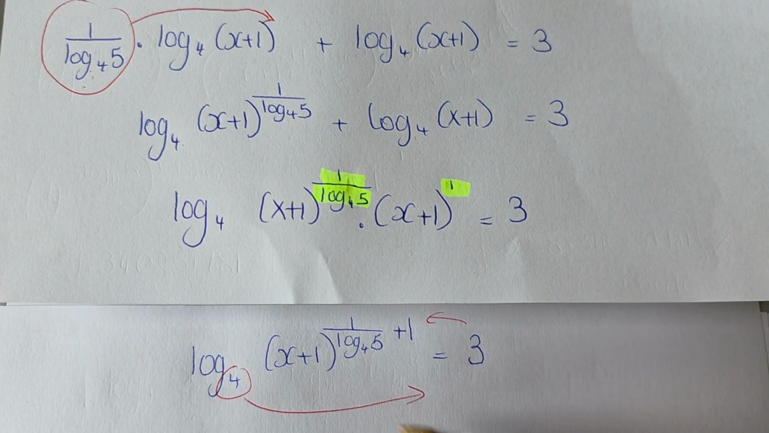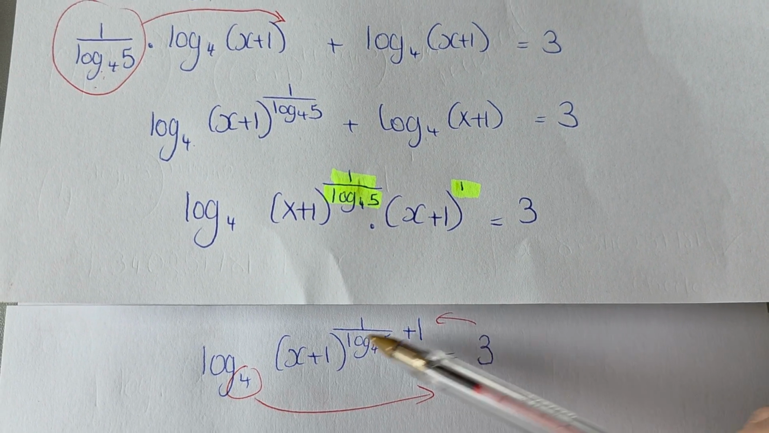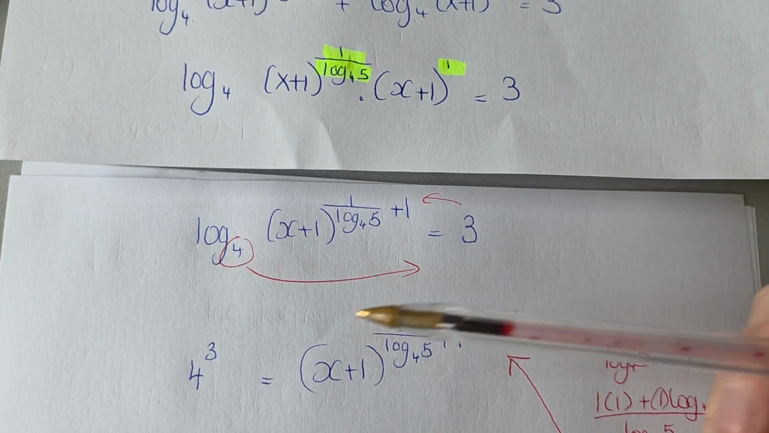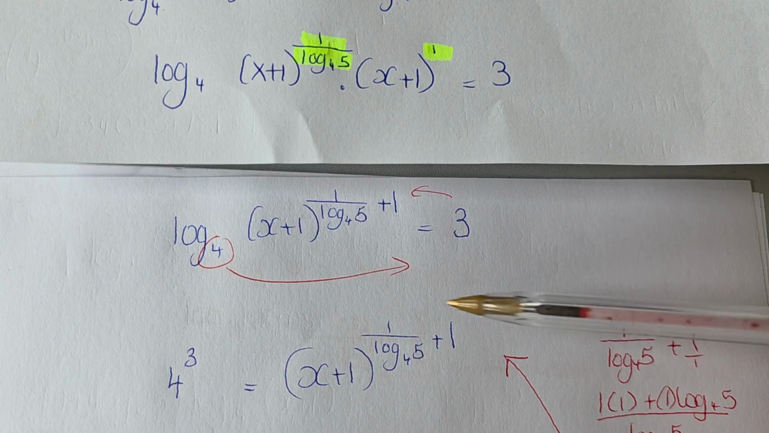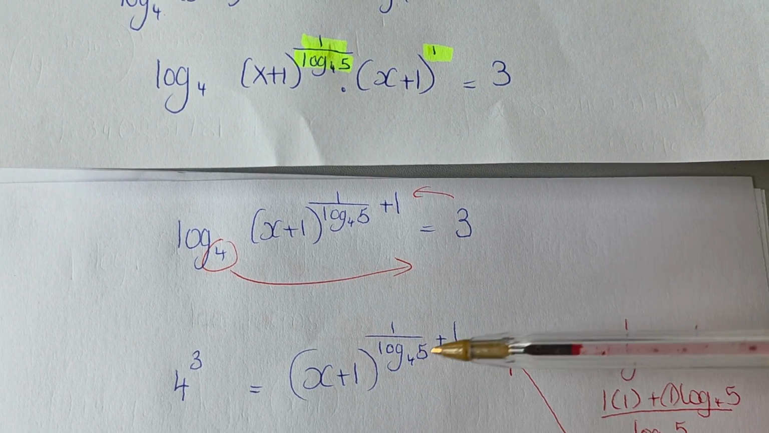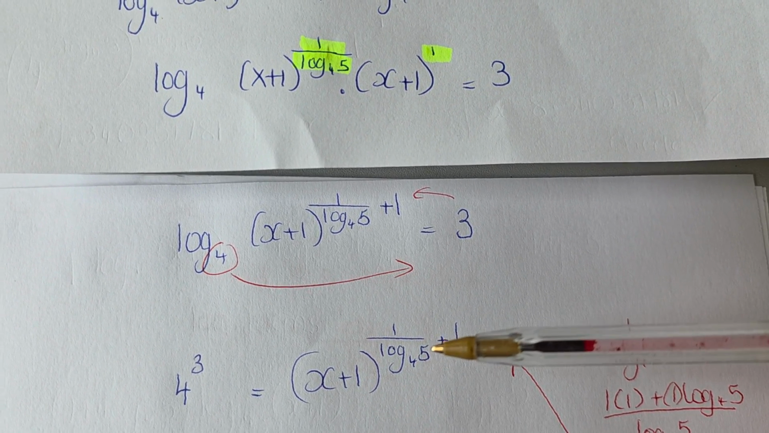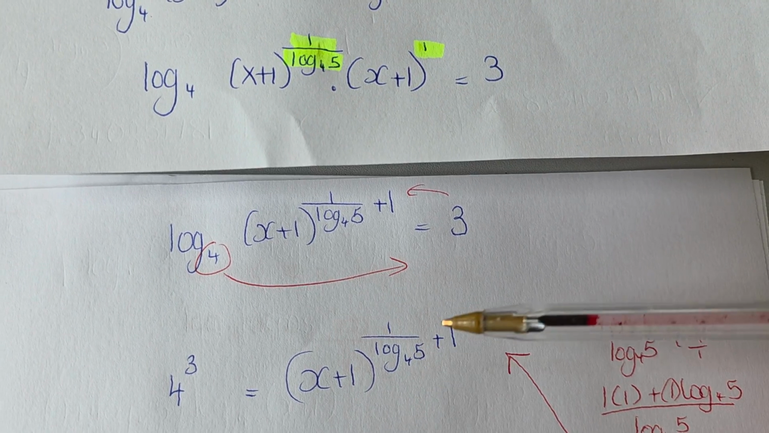Take it out of log format, so it'll be 4 to the power of 3 is equal to that expression. Okay, now I eventually want to get x on its own. X is inside the bracket and the bracket is being put to this power. Now, naturally, when you want to get rid of the power, you want to turn it into a 1. You'd have to put it to the power of its reciprocal.